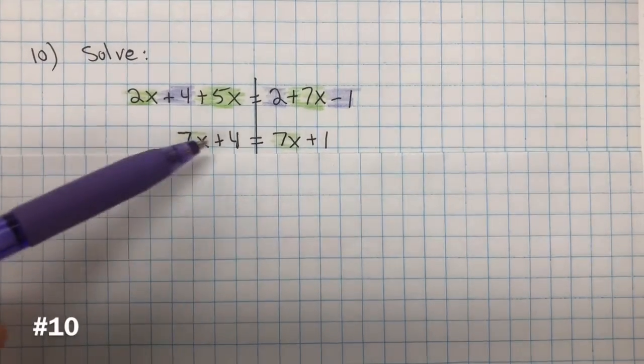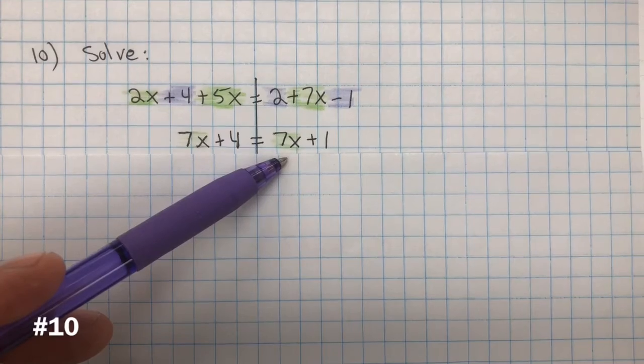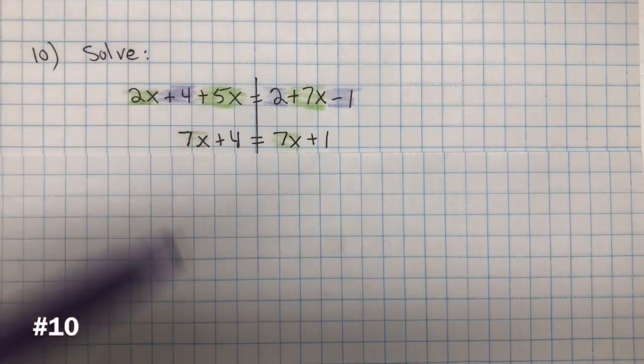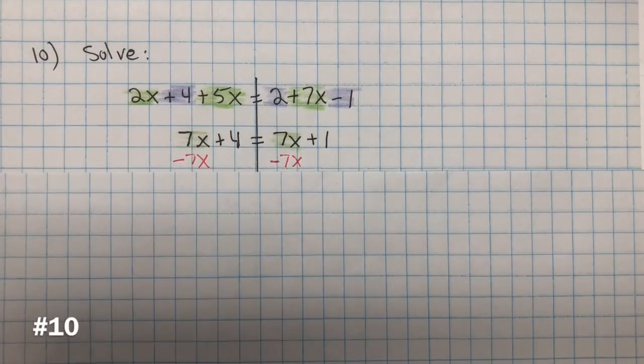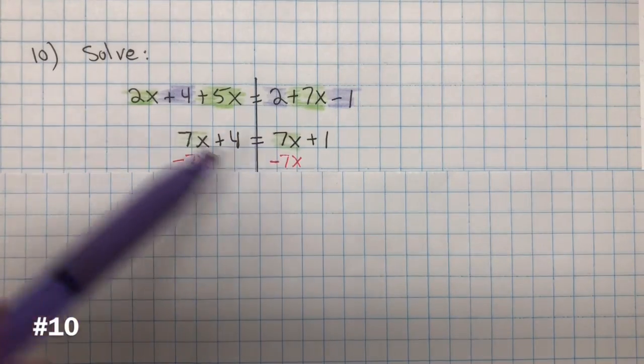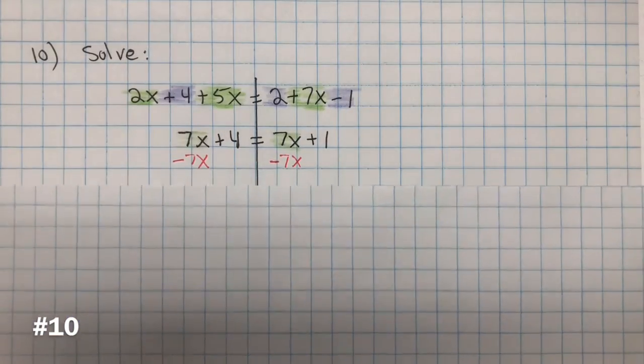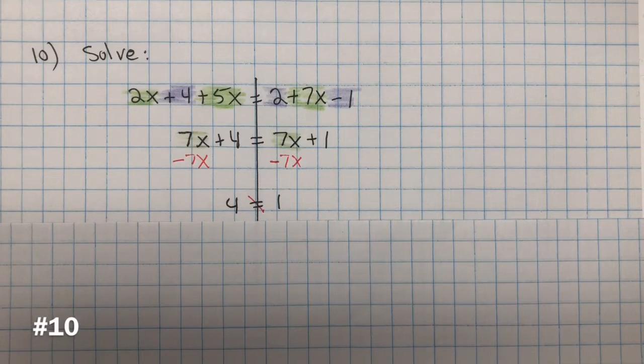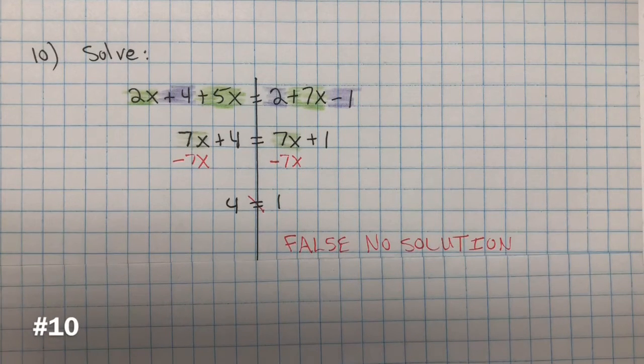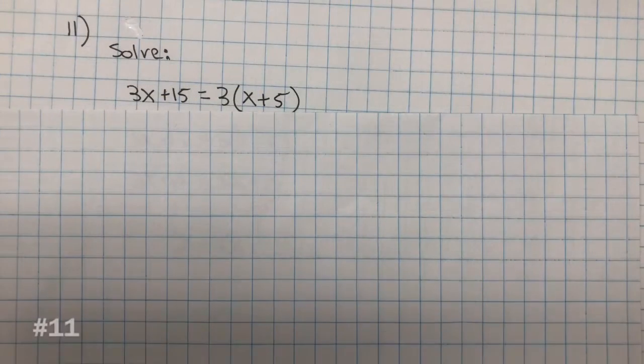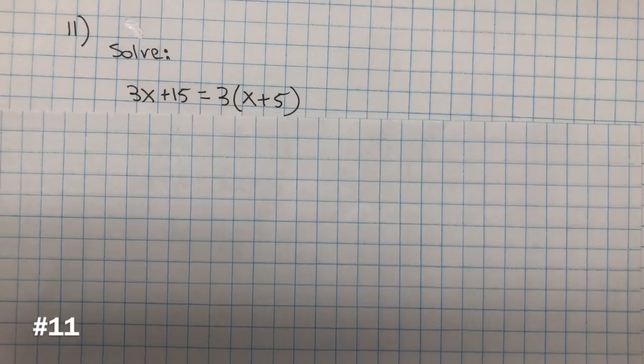Now we're going to move the variable to one side. So I'm going to subtract 7x from both sides, and I get a 0 pair and a 0 pair. And I'm left with 4 equals 1. Well, that's not a true statement, so it's false. So there's no solution.